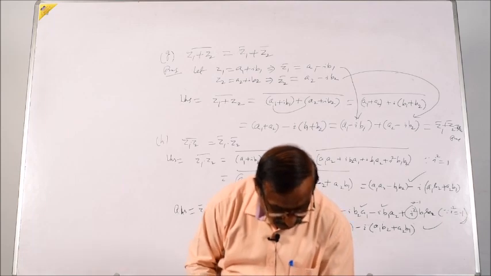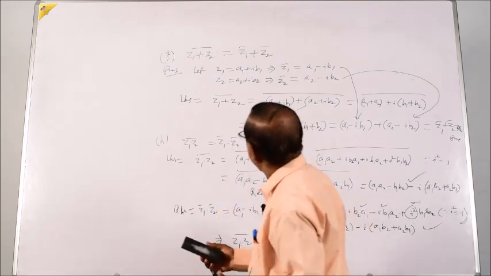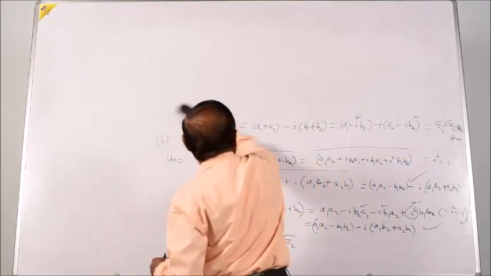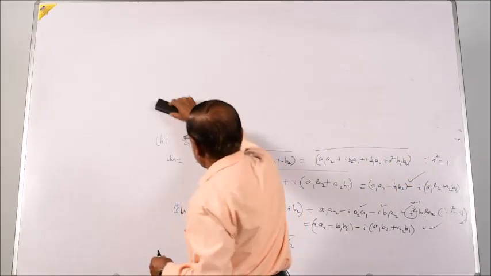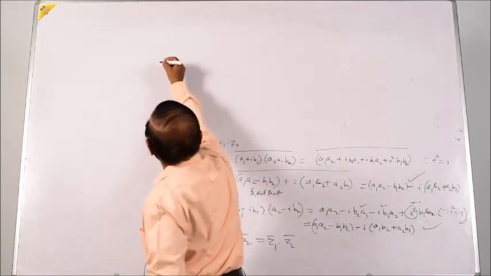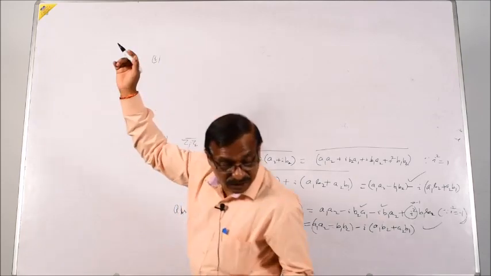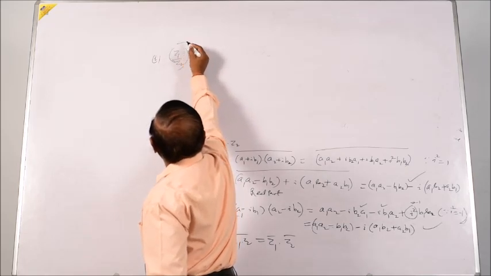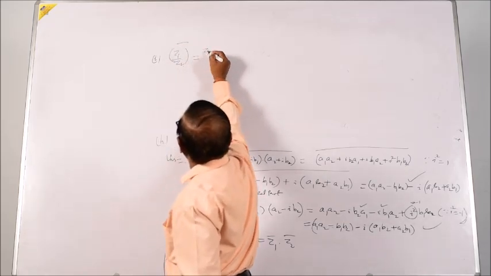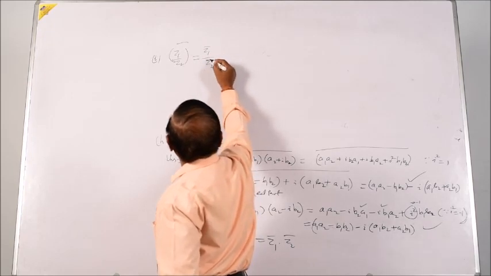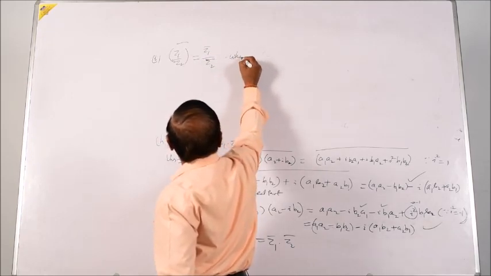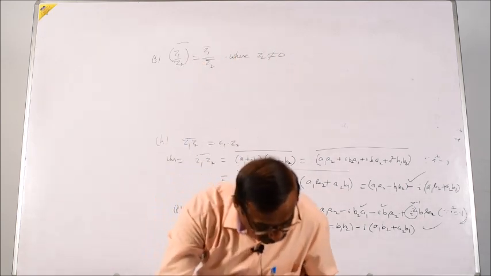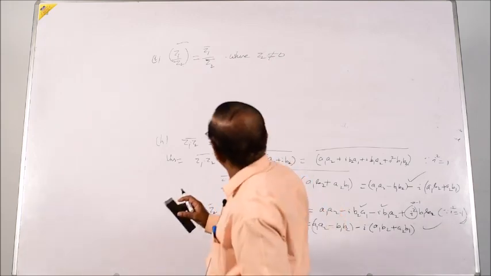Another property is also there, the last property of conjugate, that is the division property. That means z1 by z2 whole bar is equal to z1 bar by z2 bar, where z2 is not equal to 0, because the denominator should not be 0, otherwise it will be undefined. Now we should prove this.